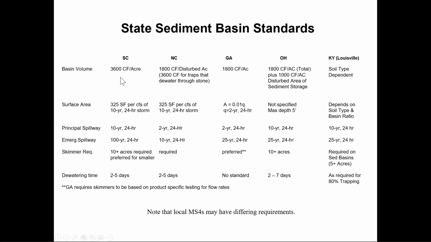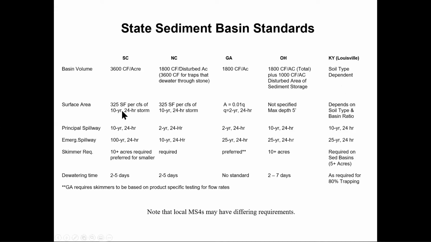So if you look at basin volume, you'll see South Carolina at 3,600 cubic feet, while North Carolina, Georgia, and Ohio all have 1,800 cubic feet requirements. North Carolina defines that as disturbed area. Ohio defines that as total area, and then has an additional requirement of 1,000 cubic feet per acre of disturbed area that is for sediment storage or a permanent pool that's not drained by the skimmer. And Kentucky, it is required to calculate it. It's based on the soil type, and you're required to calculate the area needed based on your soil type.